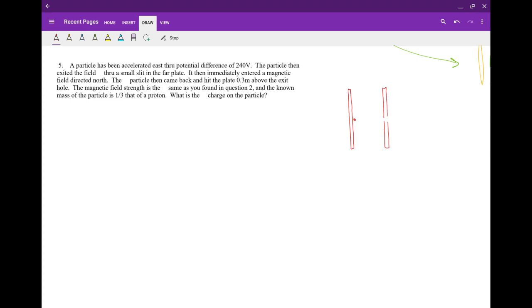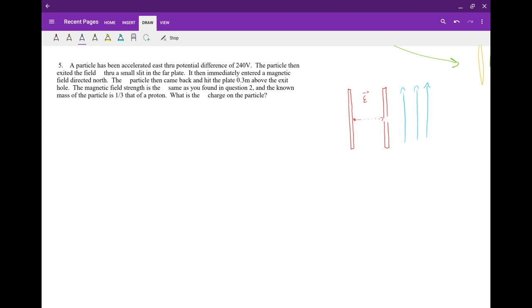And here's my particle. It's been accelerated east. Then it exits this field, so we must have some kind of field here, and it goes through a little hole in the other side of the plate. It then immediately enters a magnetic field that is directed north. So I'll put some kind of magnetic field here, like this.